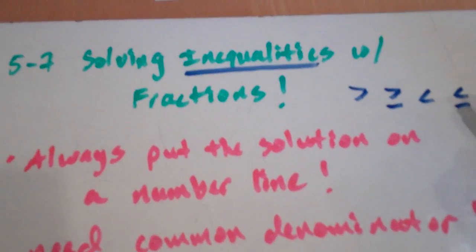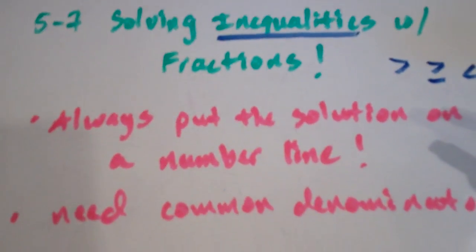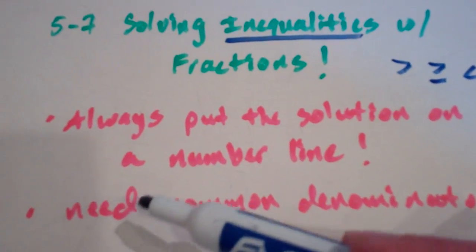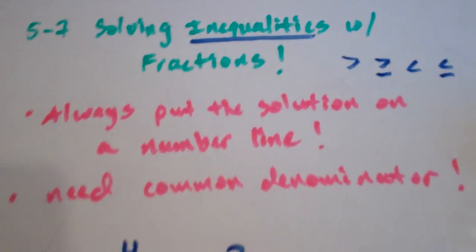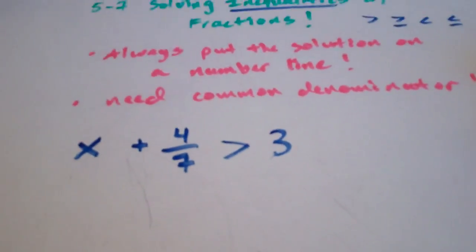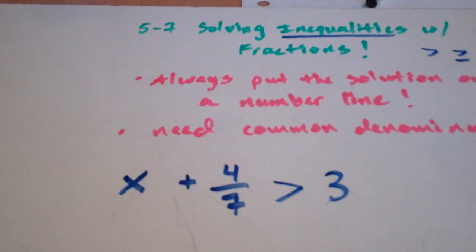Because of that, with the inequality, we always put the solution on a number line. And because we're dealing with fractions, we need to remember to always find a common denominator when combining fractions. So let's do an example. Here I have x plus 4/7 is greater than 3.